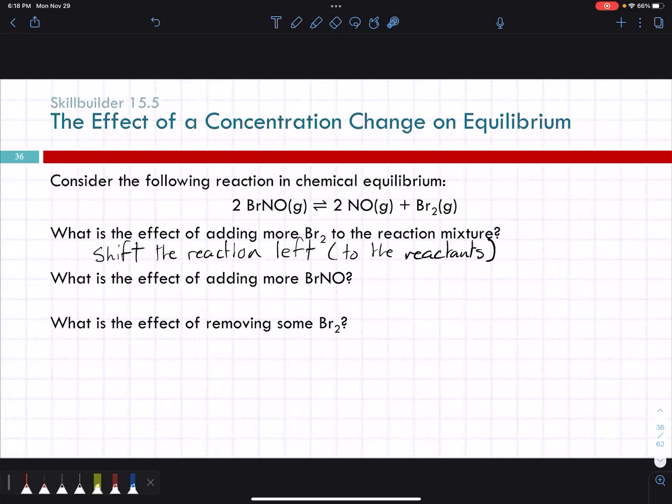If we add more of this bromine nitrogen oxygen compound, nitrosyl bromide, what is the effect of adding more of this compound on the reaction, not the equilibrium? We're going to shift the reaction to the right, to the products.